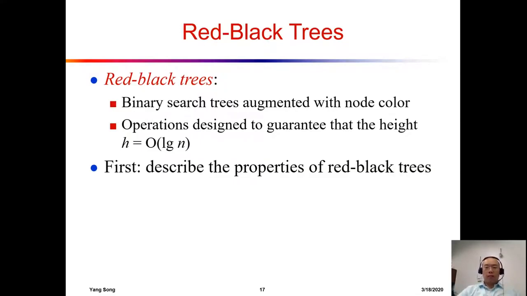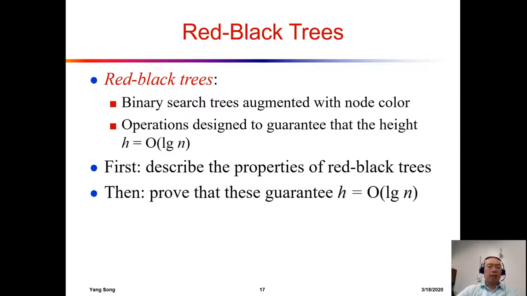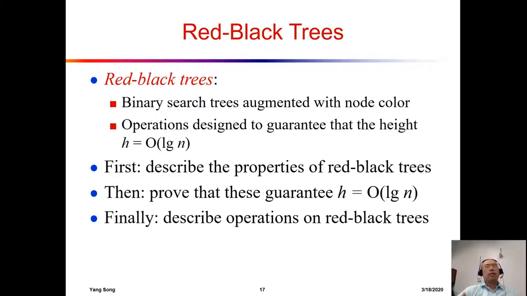So in the next few lecture videos, we are going to talk about, one, what the properties of the red-black tree are. And number two, we are going to do a theoretical proof that the height of the tree will be O(log n). And the last part is, we are going to describe some of the operations which may change the red-black tree and how they should be designed. And let me give a short example.